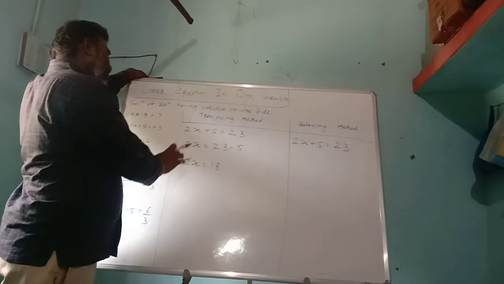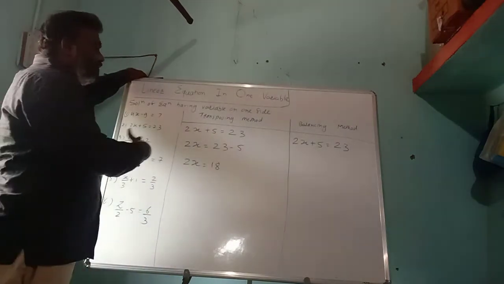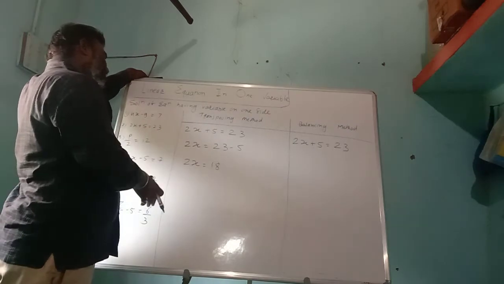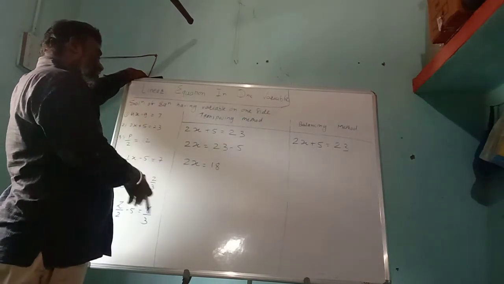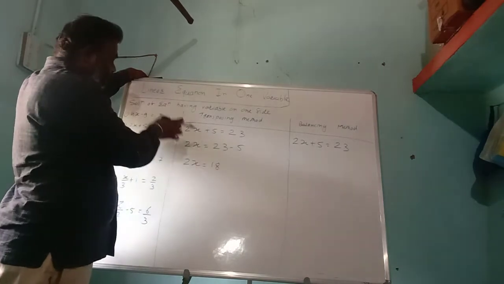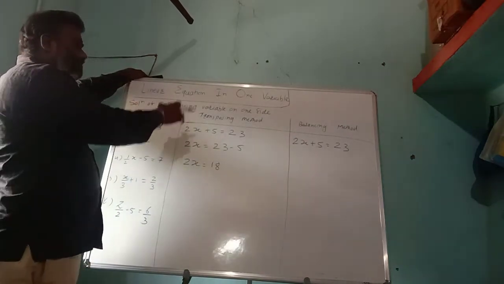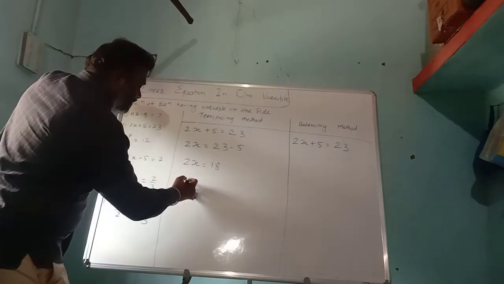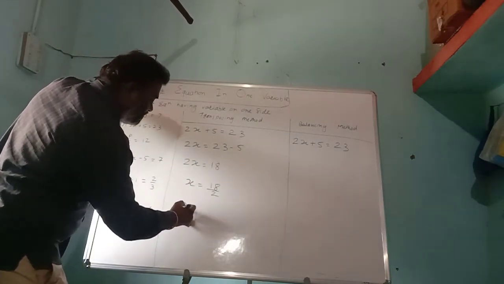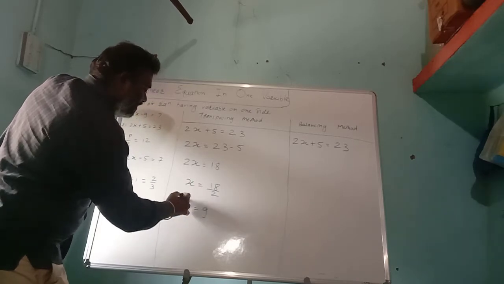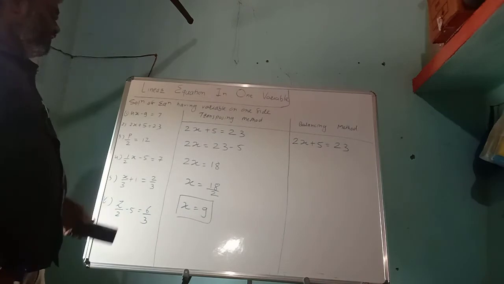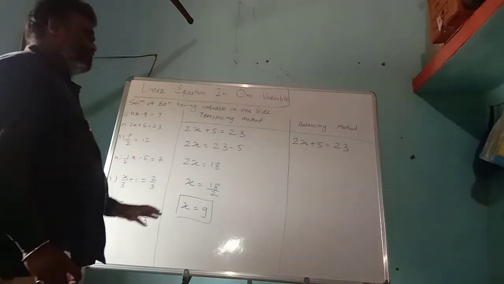The constant on the left hand side is in multiplication with the variable. Hence while transposing this multiplication constant from the left hand side to the right hand side, multiplication becomes division, that is x equal to 18 by 2. Hence x equals 9 is our required solution of the linear equation by the transposing method.